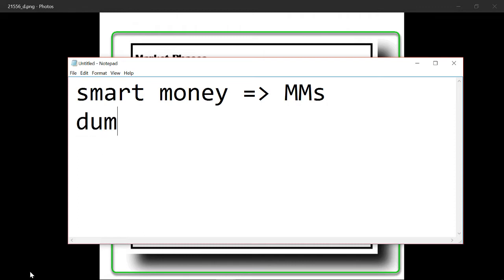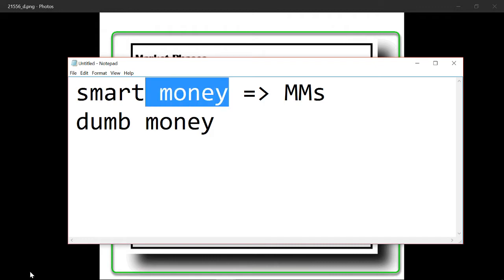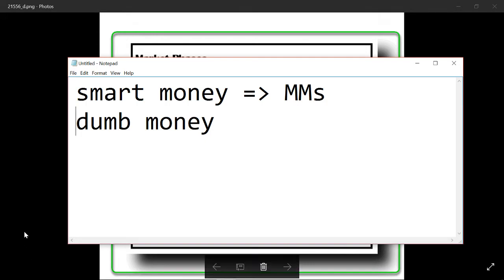And there is dumb money. Dumb money is the rest of us, the people who don't really know or understand the market. So I wish that both you and me always trade smart money instead of dumb money. Okay, so why is it?